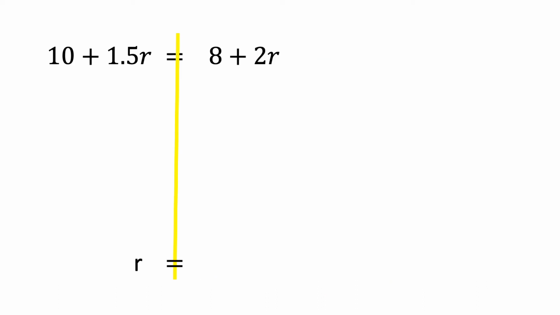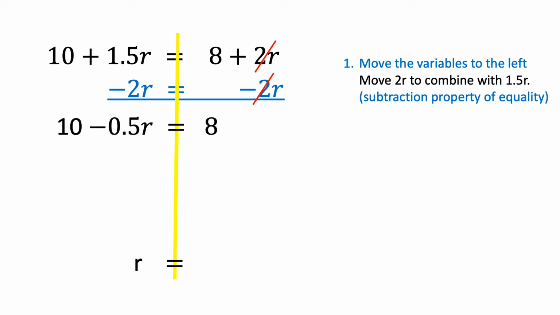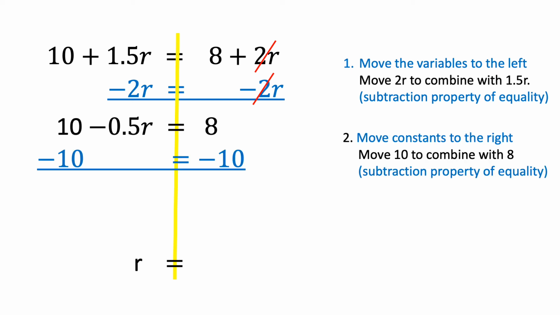So we set up our equation, and we draw our line to keep our work organized. We're going to move the r terms, the variable terms, to the left. So I'll subtract 2r from both sides and get 10 minus 0.5r equals 8. Next, we're going to take our constant and move it to the right side. So we subtract 10 from both sides, and we get negative 0.5r equals negative 2.